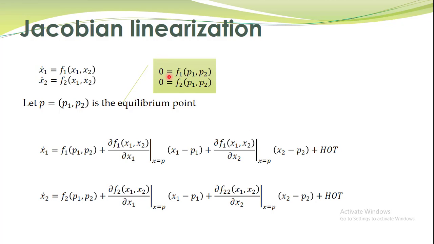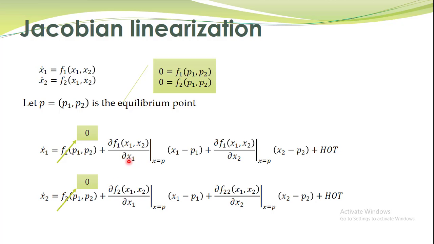Since this is an equilibrium point, and how did we define an equilibrium point? At an equilibrium point, all the derivatives are equal to 0. That is, f1 evaluated at this equilibrium point is equal to 0. Likewise, f2 evaluated at the equilibrium point is equal to 0. It means that in this expression, this term is equal to 0. Likewise, this term is also equal to 0.